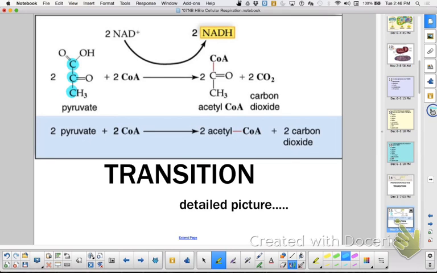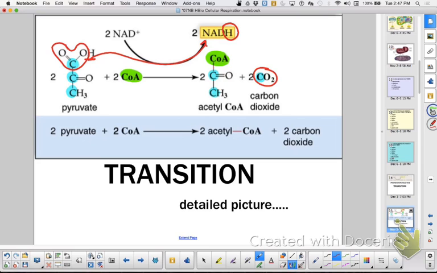Okay, so here are your 1, 2, 3 carbons. And where that 1 carbon is, now we're putting CoA in its spot, and that CoA is going to help feed it into the Krebs cycle. Now, if I follow the CO2, which would be here and here, right? What's the one thing that's missing? The hydrogen, and where did it go? NADH. So again, pulling energy out of ultimately the glucose and giving it to NAD.